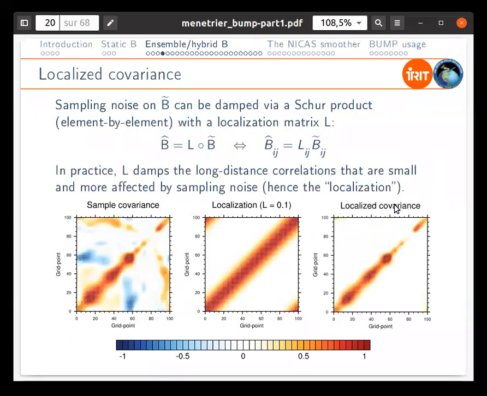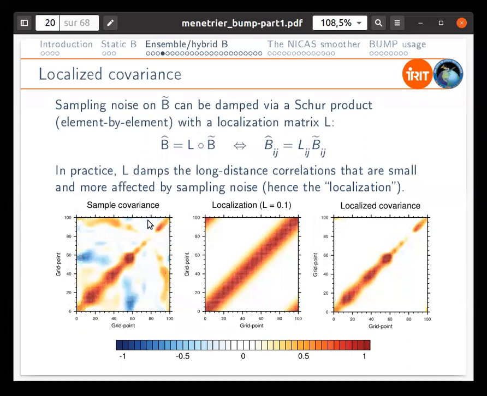And the first thing to do is localize this covariance. So we can do a localization with a Schur product. It's an element by element product between two matrices. So it's very simple. You can see the equation here. B_ij is just the element by element product of the localization matrix L and the sample covariance matrix B tilde. And in practice, L will dampen the long distance correlations that are pretty small and that are more affected by sampling noise. That's why we call that localization.